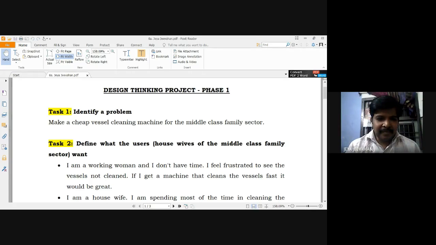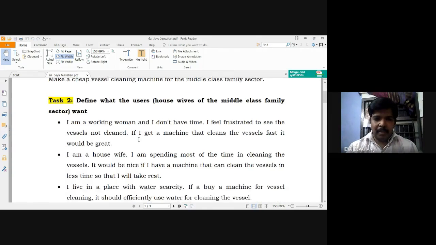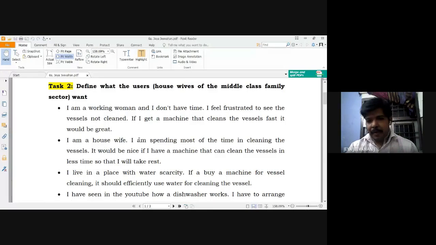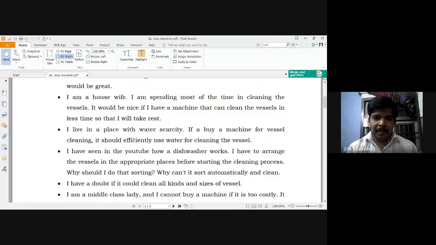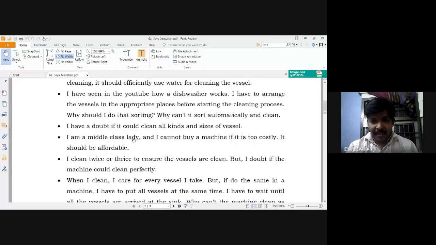So here I identified a problem for household use. The problem statement is to make a cheap vessel cleaning machine for the middle class family sector. Usually the vessel cleaning machine, the dishwasher, costs a lot. It is mainly used in hotels and by high class people. So I want to bring it to a middle class family. This is my initial problem statement.